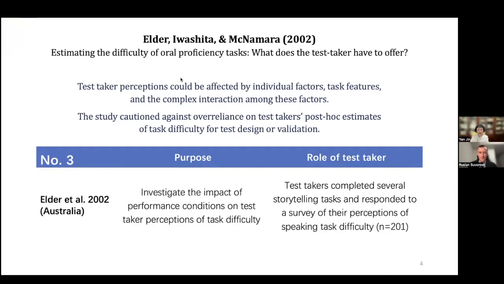In the third study by Elder and McNamara, they investigated the impact of performance conditions on test taker perceptions of task difficulty. Test takers completed several storytelling tasks and responded to a survey of their perceptions of the speaking task difficulty. Test taker perceptions were found to be affected by many factors: individual factors, task features, and the interaction among the factors. The authors cautioned against over-reliance on test takers' post hoc estimates of task difficulty for test design or validation.